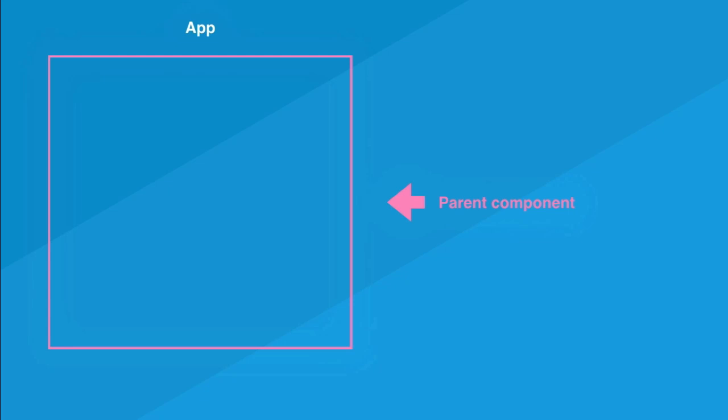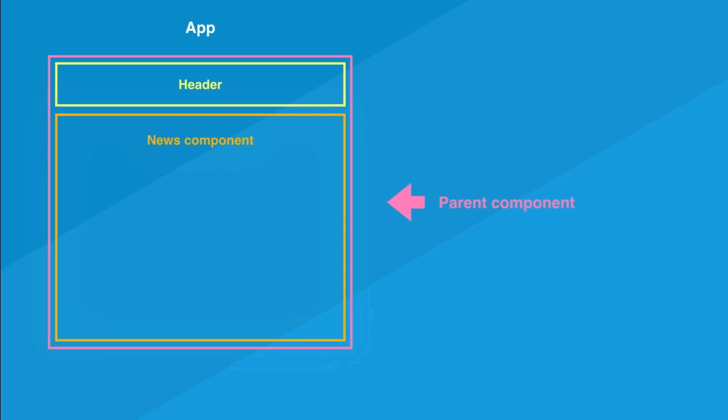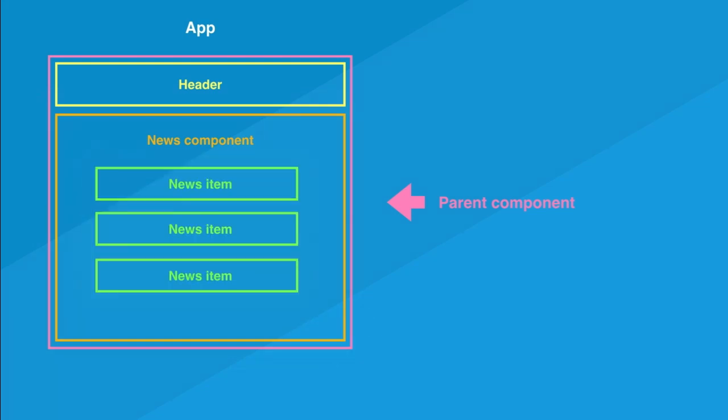All right, so now we get our app file. Now this app file will contain references to the header, right? You always get a header, so we're going to get a header. And this header, of course, is going to be a completely different component. Then, of course, we need the content of the application, so we will create a different component that we call the news component. Now this news component will get, of course, maybe different news items.